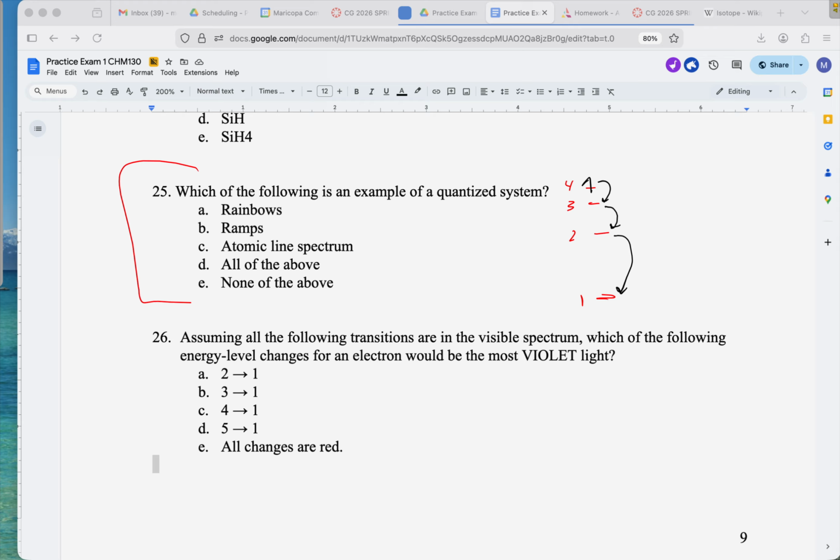What is the specific energy? Don't worry about that. Just realize that they're different, and larger or smaller.